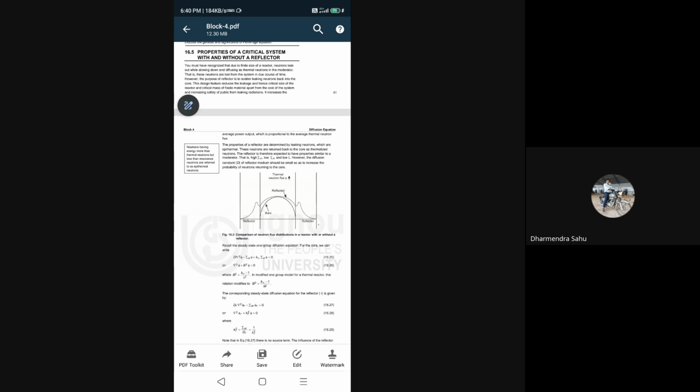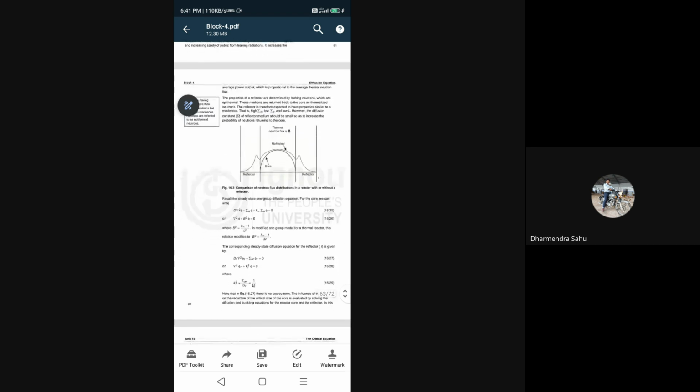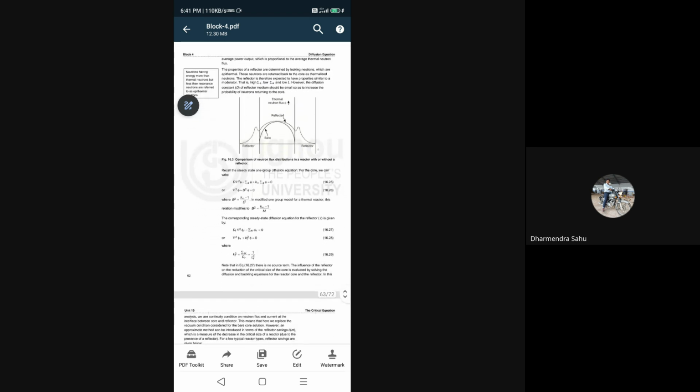So, you know, D del square phi minus sigma_f phi plus k_infinite sigma_f phi is equal to 0. So your del square phi plus B square phi is equal to 0, and your B square is equal to k_infinite minus 1 by L square. In the modified one group model for thermal reactor, this relation modifies to B square is equal to k_infinite minus 1 by M square.